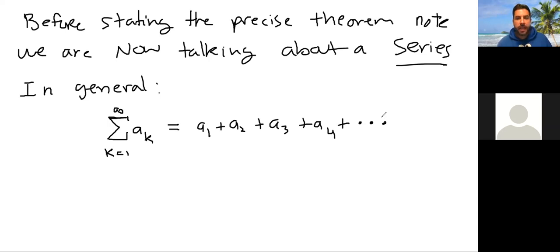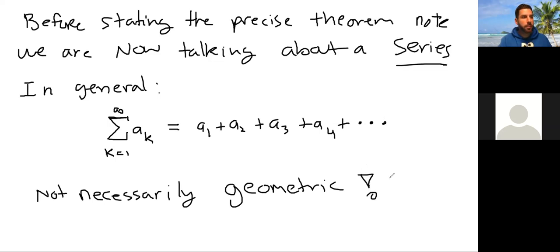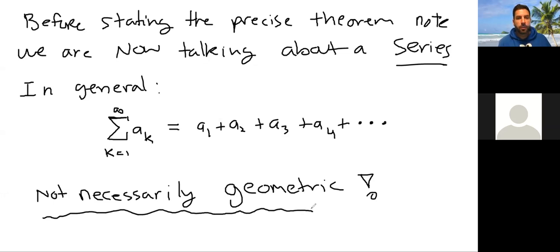So we are not making any assumptions. To be very specific, this is not necessarily geometric, so you have to keep this in mind. No one says that it's number squared plus number cubed plus number to the 4th plus number to the 5th. That's not necessarily what this is. These a sub 1s, a sub 2s, a sub 3s, they can be anything.